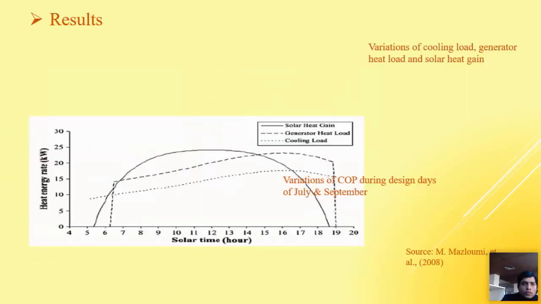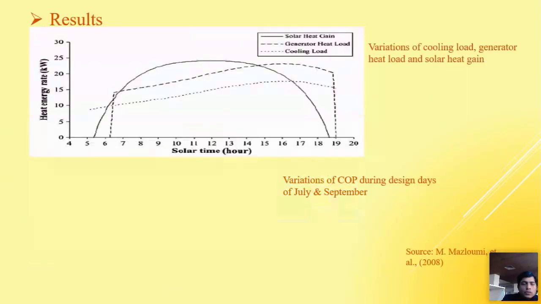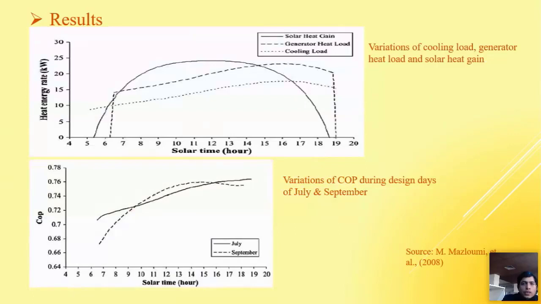So the results of this system were connected with this. This diagram is sufficient to explain what we may achieve. This continuous line is for solar heat gain. So this is the solar heat gain in the Iran we were talking about.